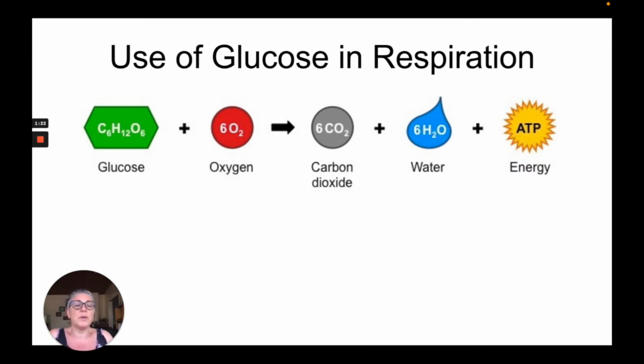And we'll talk about how that happens when we talk about excretion. And also the molecule ATP, which is going to be the energy. So the whole point of respiration is to produce this energy molecule.